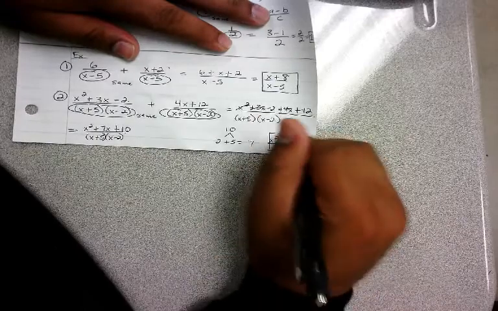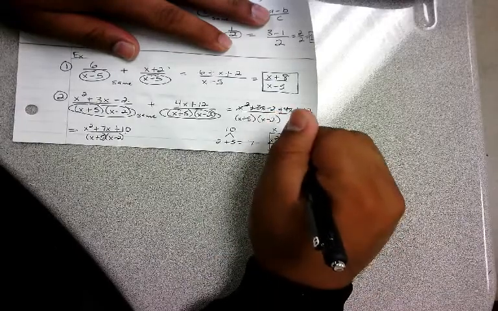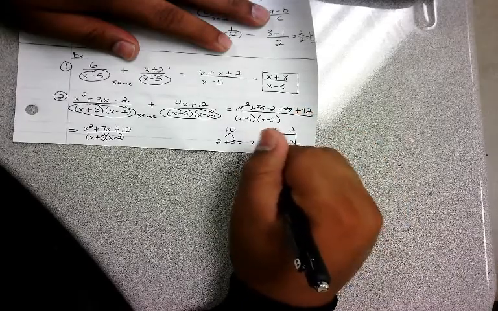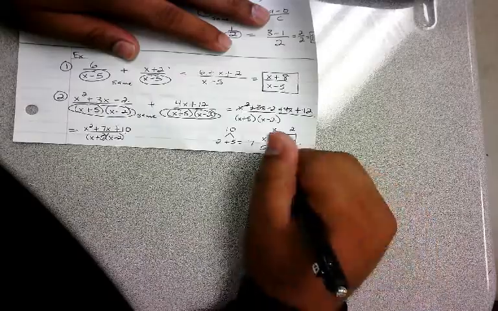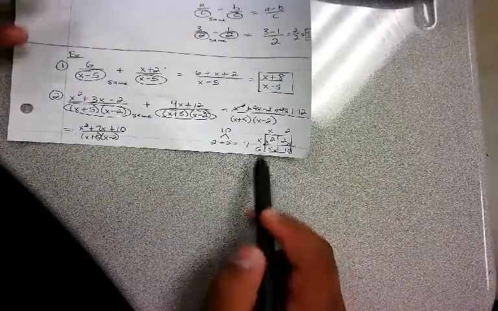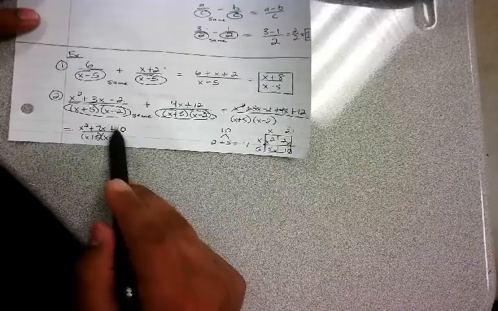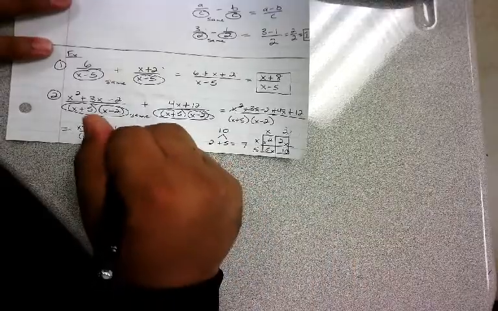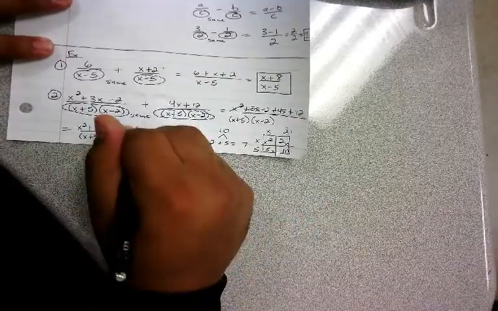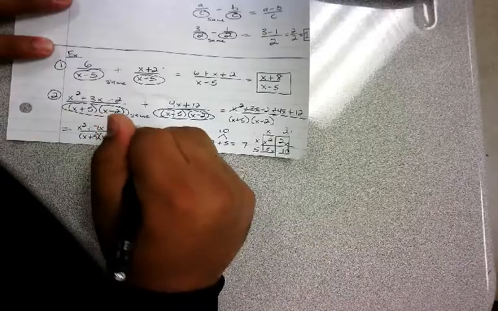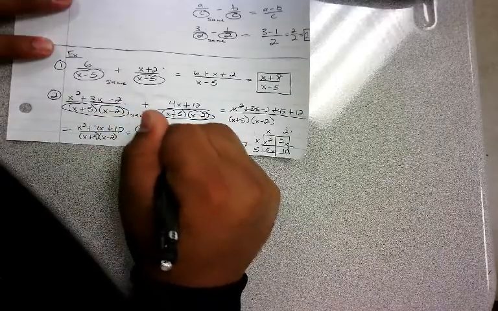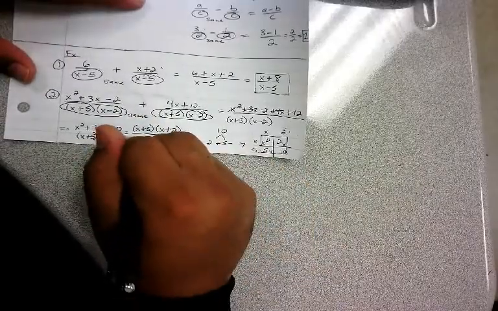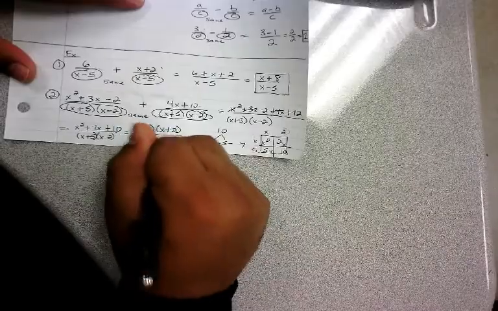So I'm going to write up here, x and 2, x and 5. Those are the two factors of your trinomial. Now I'm going to just write it out. So I factor them out. So I got x plus 5, x plus 2 over x plus 5, x minus 2.